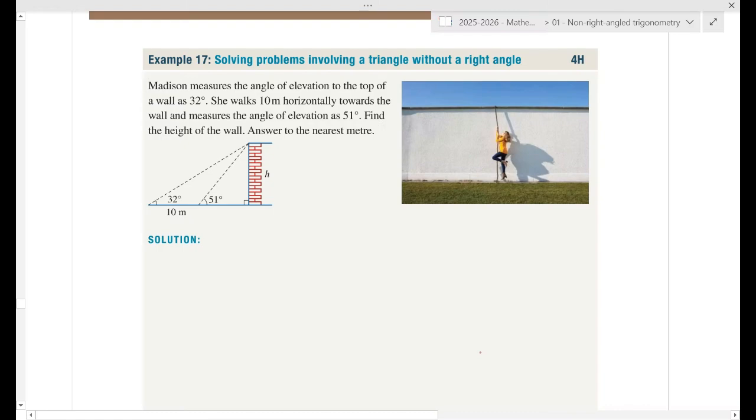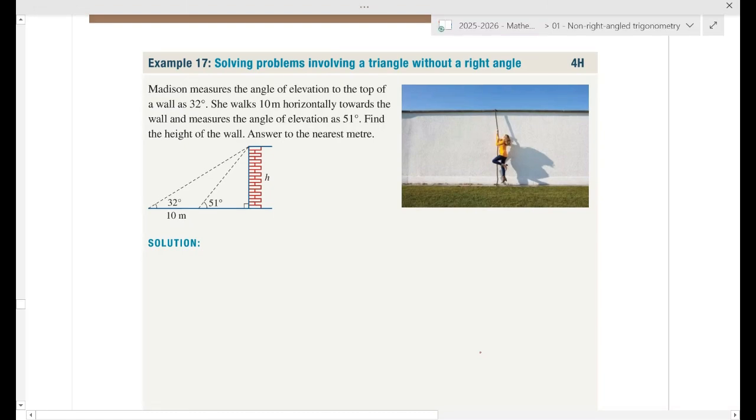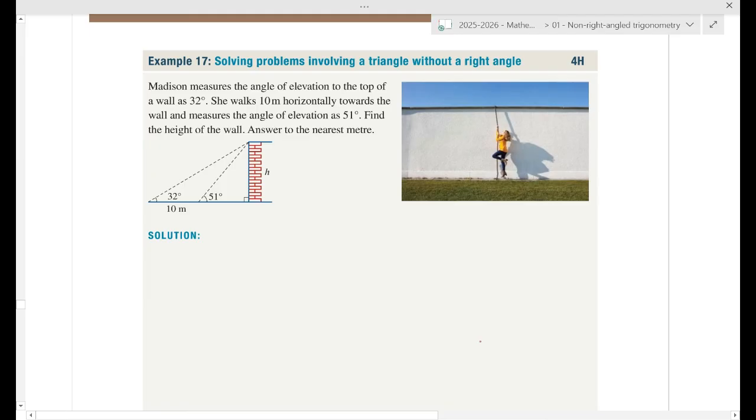All right, example 17, we are using problems without right angles. So this one, it's asking us to find the height of there, which we can't really do unless we've got that, because then we can just use normal trigonometrical ratios to work it out. But to find that length, we'll call it x for now, we're going to need a couple of things.